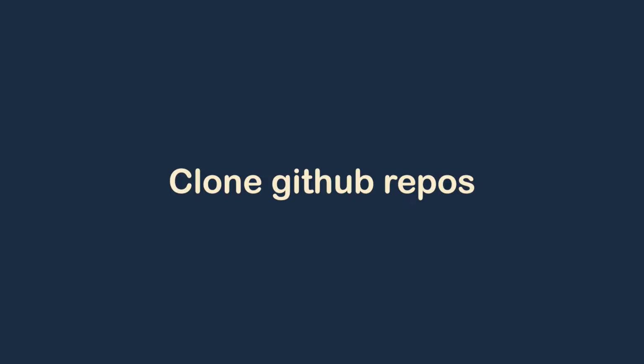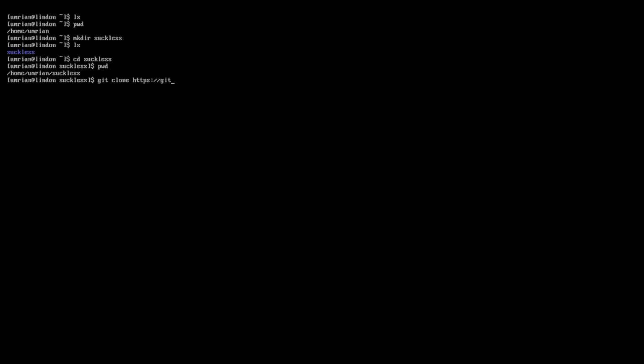Okay, let's clone the GitHub repos for DWM. Okay, we're in my home directory, fine. So let's make a directory called suckless that we should put all our DWM related folders into there. So cd into suckless. So now we're in suckless. Okay, let's clone my DWM setup. So git clone https://github.com/umrin/DWM, right? So clone to DWM.